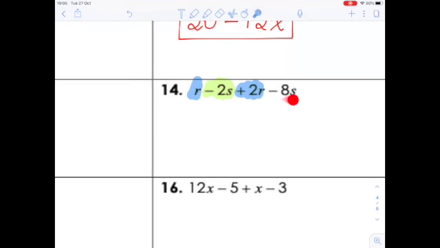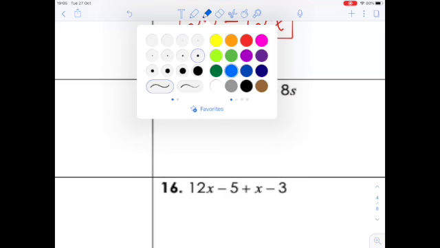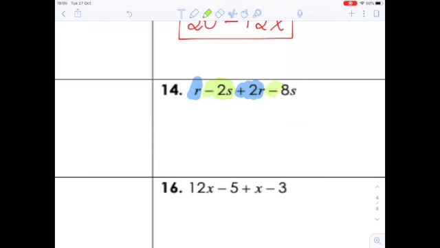So r and plus 2r are like terms, and minus 2s minus 8s are also like terms. So we have to combine r with r, s with s. R plus 2r is going to give me 3r, minus 2s minus 8s is going to give me minus 10s.